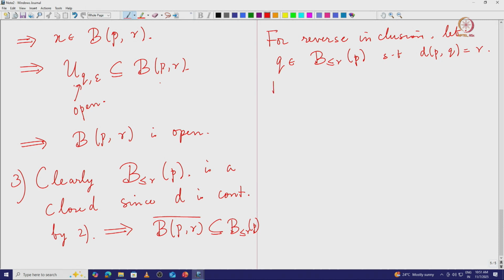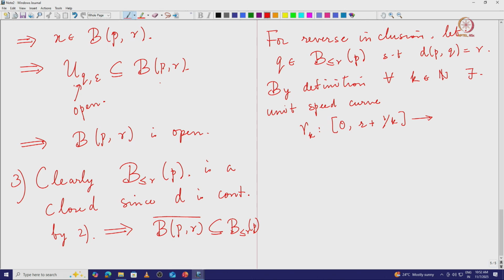Then by the definition of the distance function, for all natural numbers k, there exists a unit speed curve, call it gamma k, from 0 to Lk, such that gamma k of 0 is p, gamma k of Lk is q, and Lk is between R and R plus 1 by k.